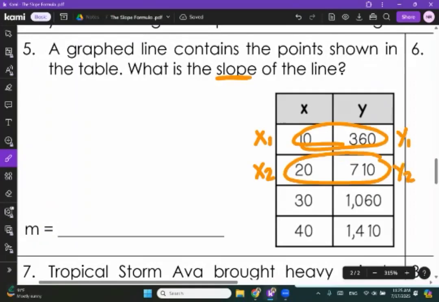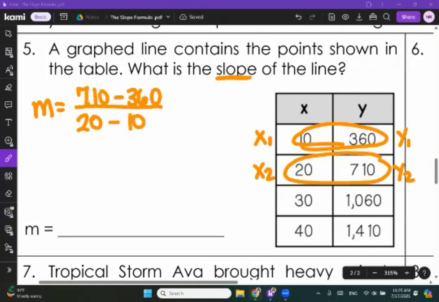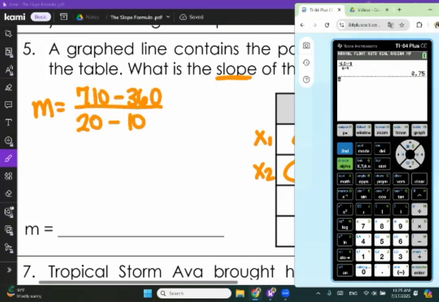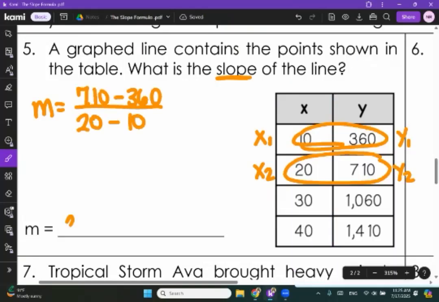These are my y values. These are my x values. So to find the slope, it's y2 minus y1. So 710 minus 360, and then 20 minus 10. Put that in your calculator. 710 minus 360, 20 minus 10. And we get 35. Whole number answer.